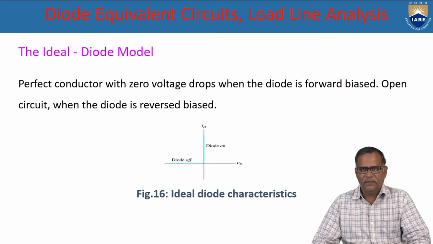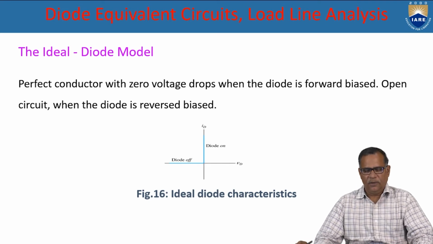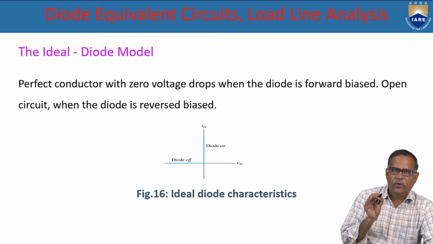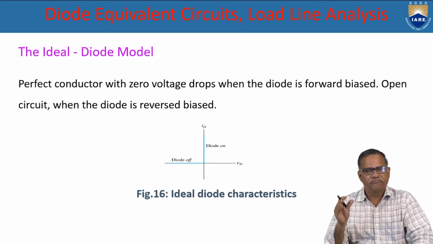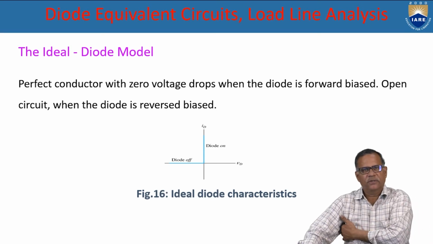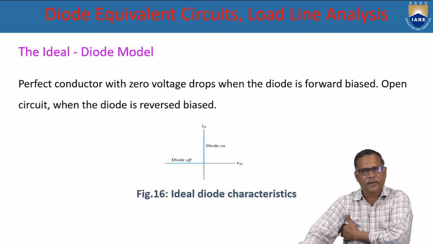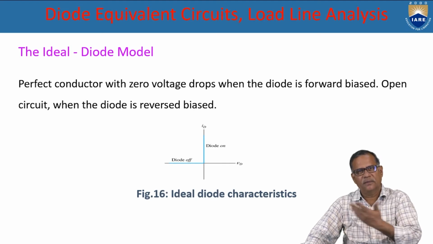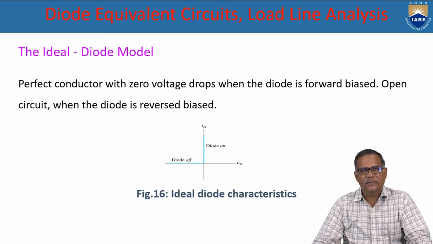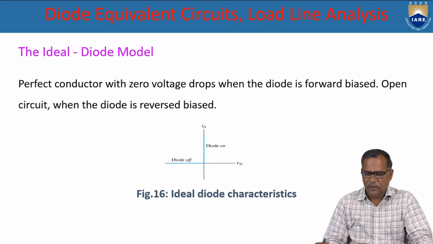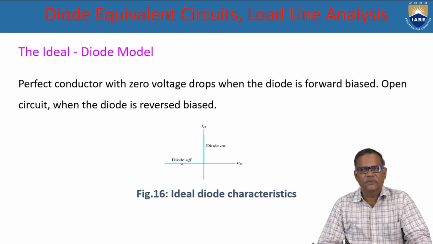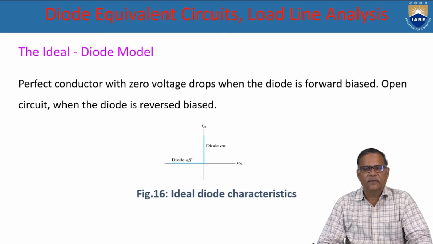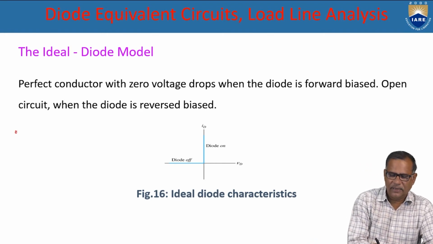And what is the ideal diode model? You know that when the diode is forward biased, it is going to cause more forward current. It allows large amounts of current. And when the diode is reverse biased, practically we get very little current passing through the diode. So we assume that the diode acts like a switch. That means when the diode is forward biased, it acts like a closed switch.